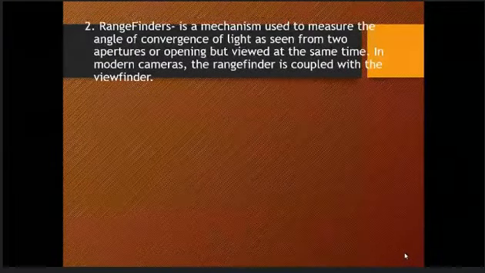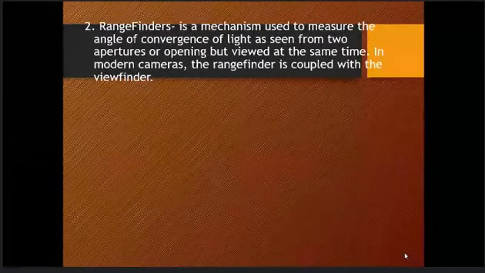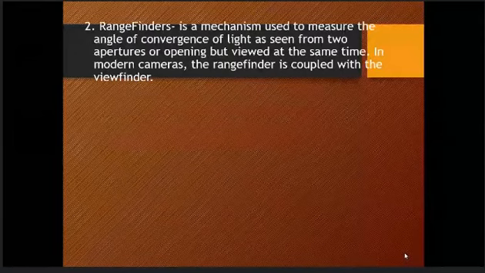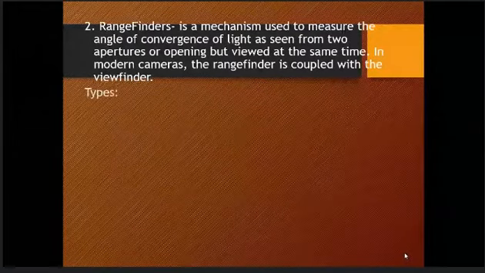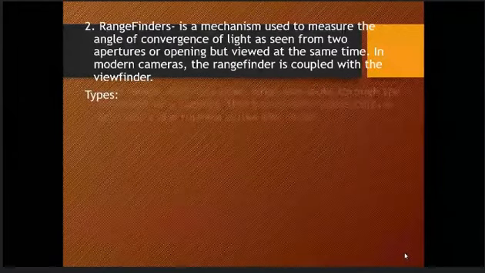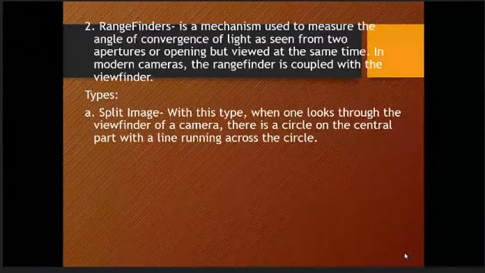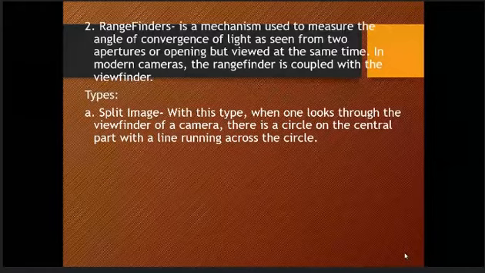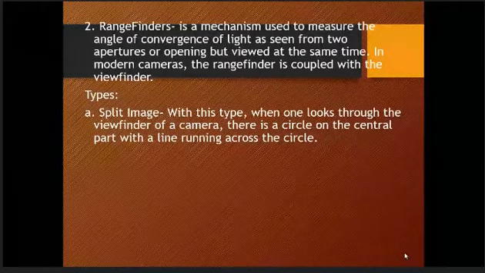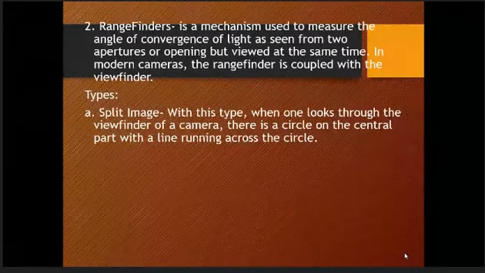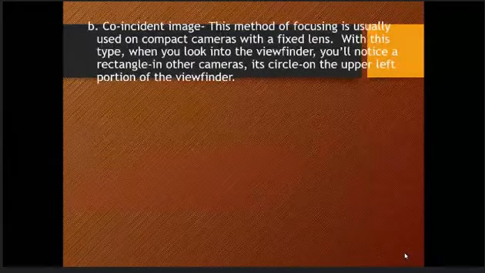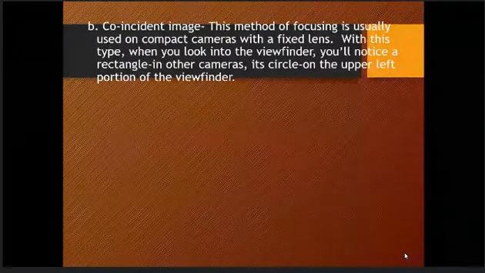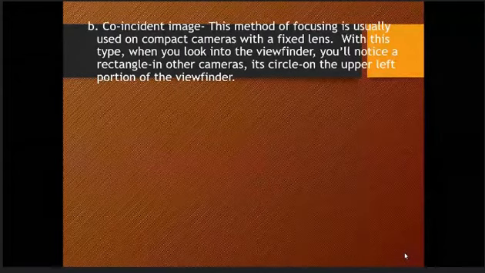Next is the use of a rangefinder to measure the angle of convergence of the light as seen from two or more apertures but viewed at the same time. This is what we call split image. When one looks through the viewfinder of the camera and there is a circle or central part with a line running across the circle, that is what we call split image. Then there is the coincident image. Usually used in compact cameras with a fixed lens.